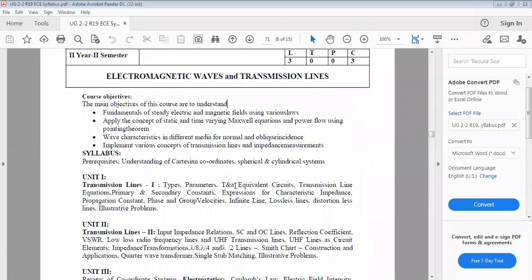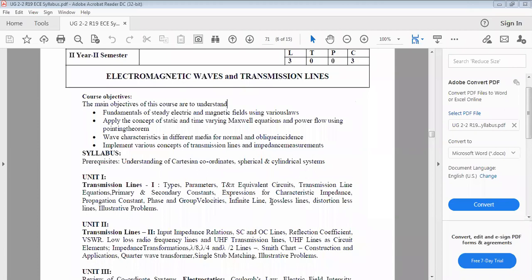Transmission line equations. What are the different transmission line equations? Two transmission line equations are there. I will tell you in the next class. Primary and secondary constants. Already I told you what is meant by primary and secondary constants. Primary constants are R, L, G, C. Resistance, inductance, conductance, and capacitance. R is the resistance, L is the inductance, G is the conductance, C is the capacitance. R, L, G, C are the primary constants, and gamma and Z naught are the secondary constants.